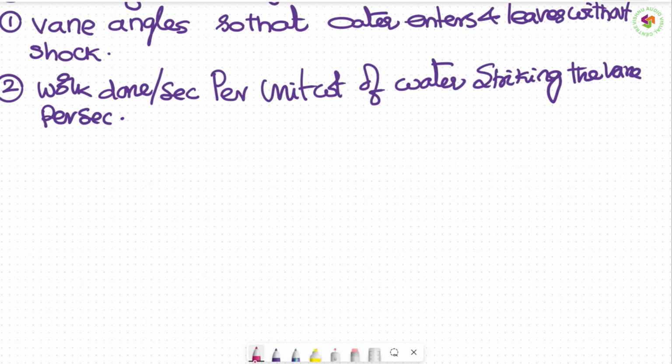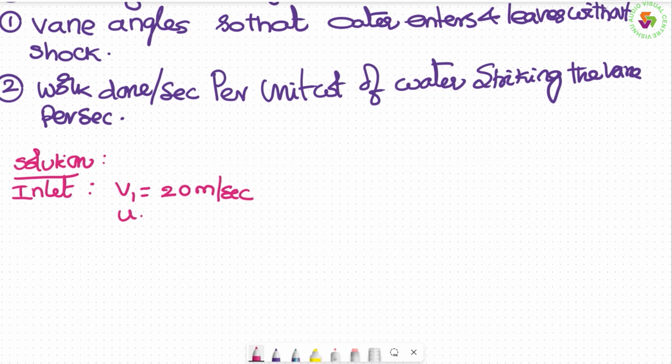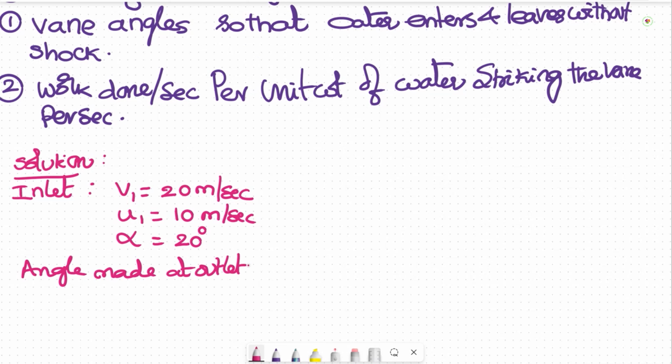Let us go into the solution. Let me see what he has given. As it is the first problem, I will take the first thing. There are two things, inlet and outlet, so I will take inlet first. Velocity of jet, automatically V1, is 20 meters per second. Velocity of vane, U1, is equal to 10 meters per second. The angle made by the jet, alpha, is equal to 20 degrees. Then the angle made by the leaving jet with the direction of motion, the angle at outlet, is equal to 130 degrees. That is what he has given. So what is the thing?